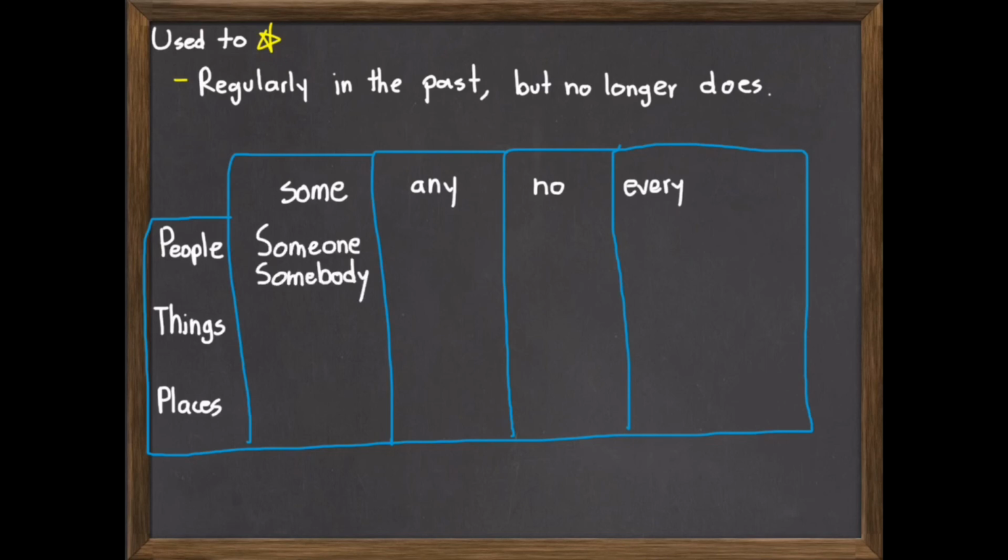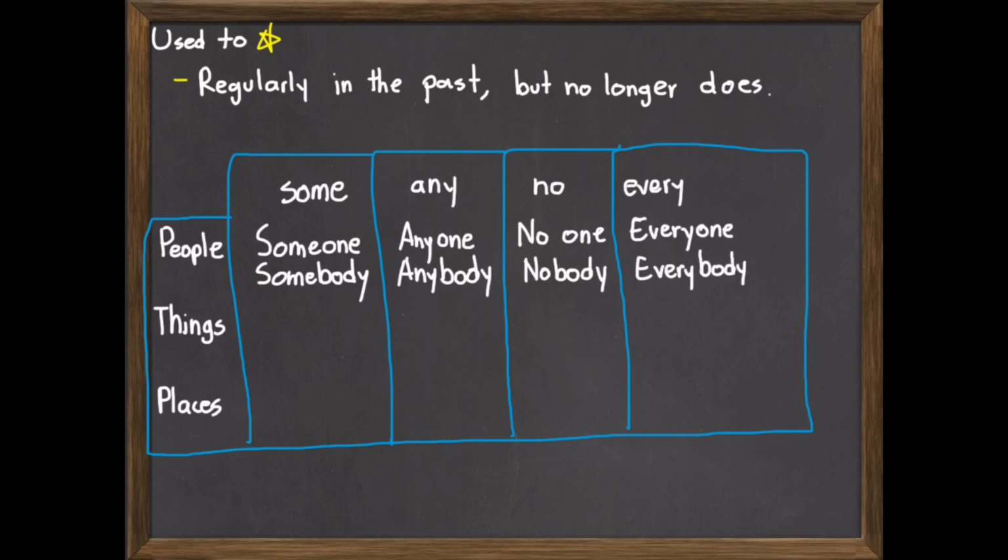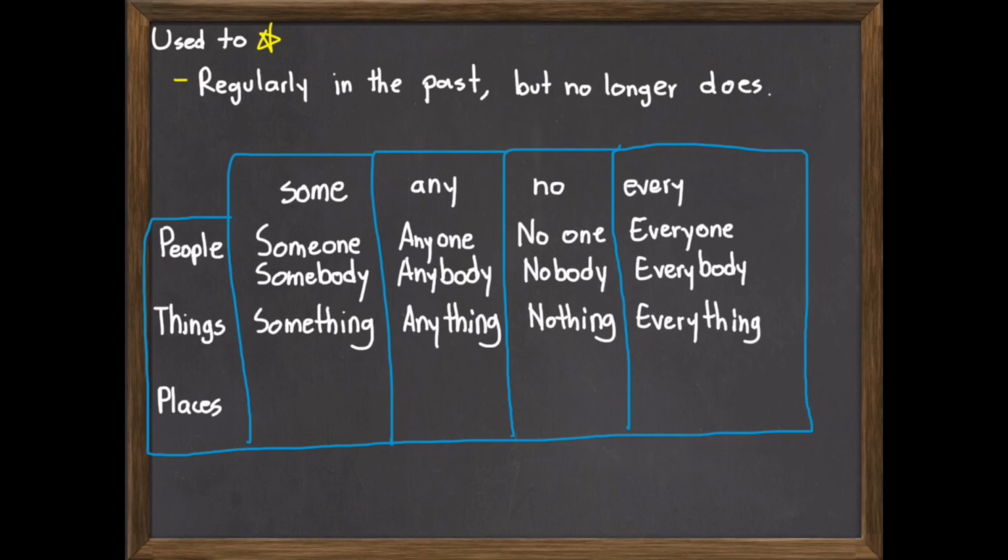For people and some, we use someone or somebody. For any, we use anyone or anybody. For no, we use no one or nobody. For every, we use everyone and everybody. For some and things, we use something. For any, we use anything. For no, we use nothing. And for every, we use everything.